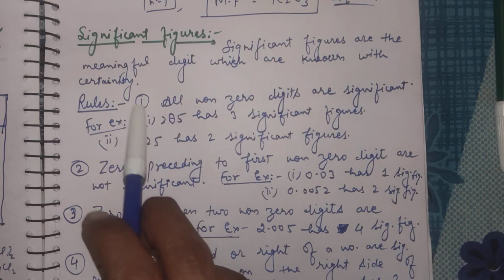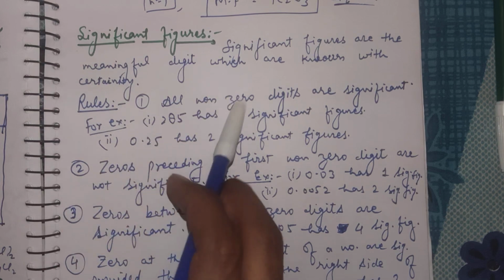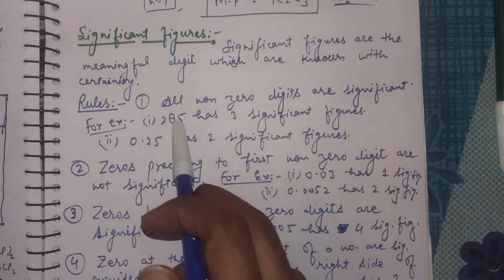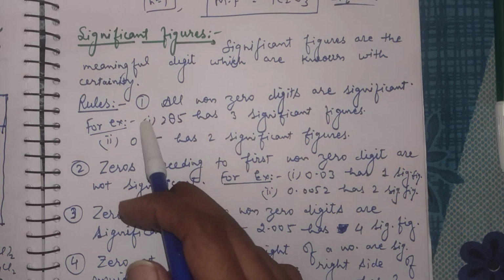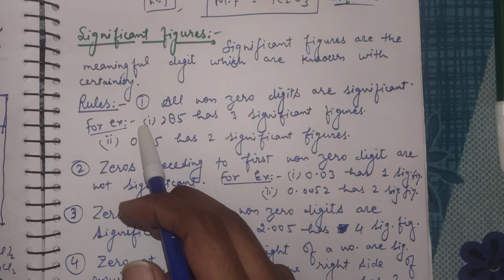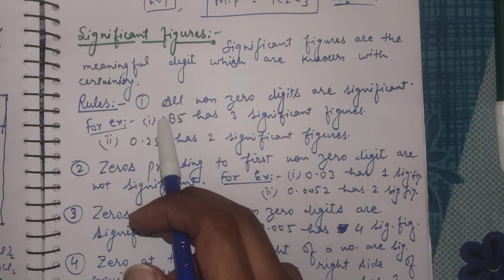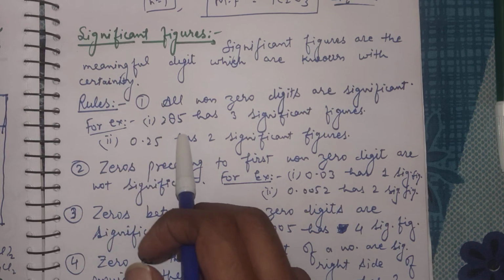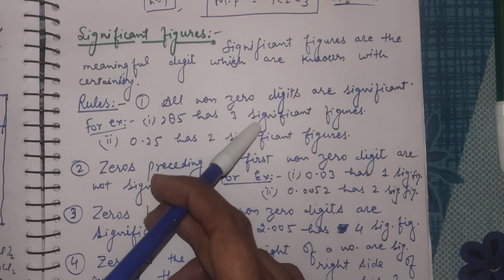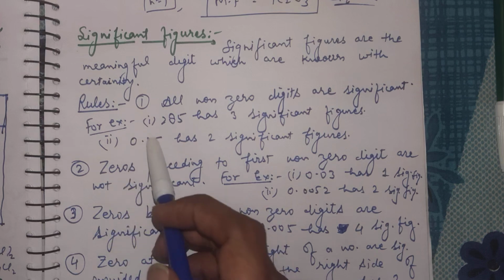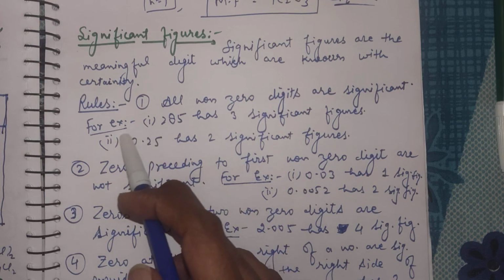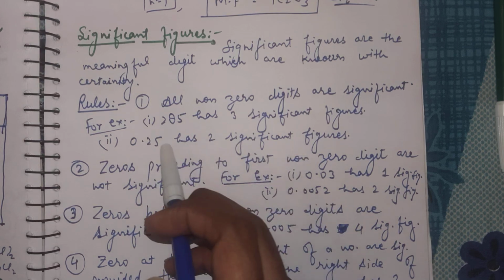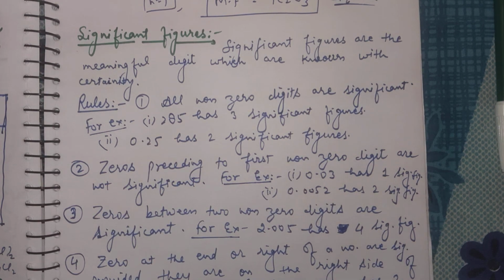Rule number 1: all non-zero digits are significant. For example, 285 has three significant figures. It means there is no zero digit in this number, so we count three values: 1, 2, 3. And if the number is written in decimal form, like 0.25, it has two significant figures. Zero is not considered here.